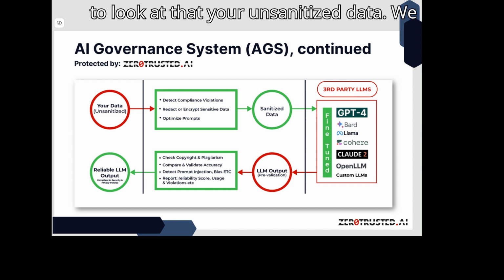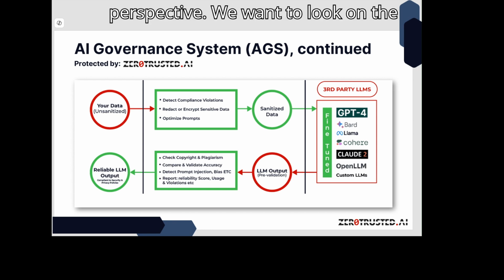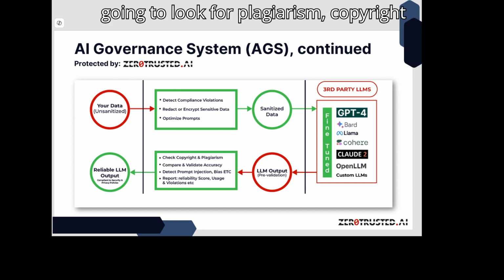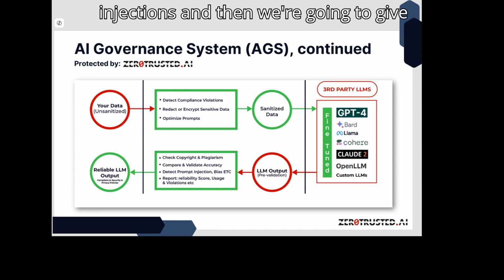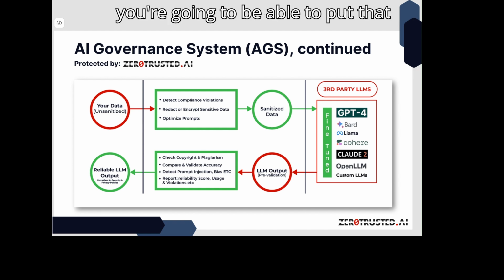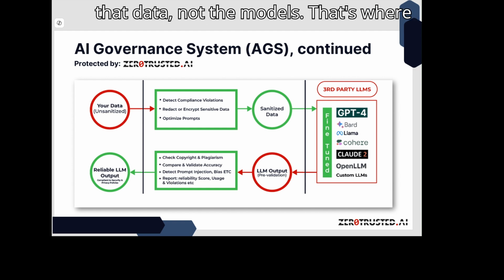So we want to look at your unsanitized data. We want to look at how your organizations are set up from a security and privacy perspective. We want to look at the output tokens for reliability. We're going to look for plagiarism, copyright issues, and any type of prompt injections, and give you a reliability score that you and your organization can keep up to date. So you're going to be able to put that human reinforced learning into the models, and you own that data, not the models.